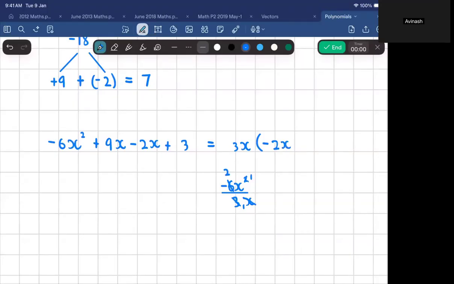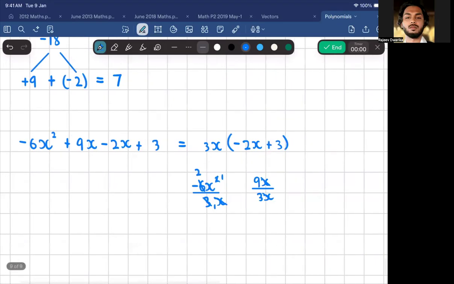Okay, and now we need to look at positive 9x. That would just be 9x over 3x. What's 9x over 3x? The x's would cancel off. So what would happen? There's the 3. You had to tell me the sign. Positive 3. Right, let's move on to the other half.